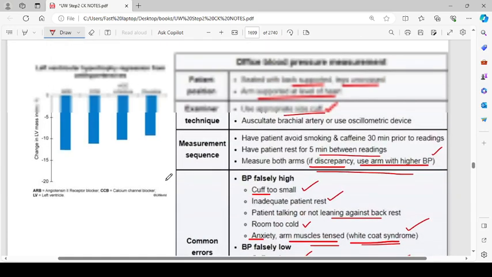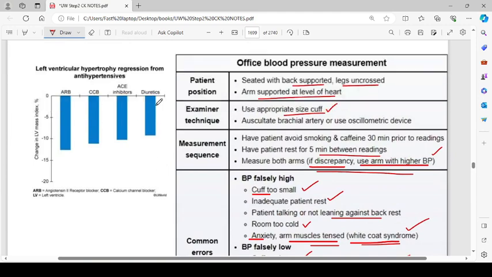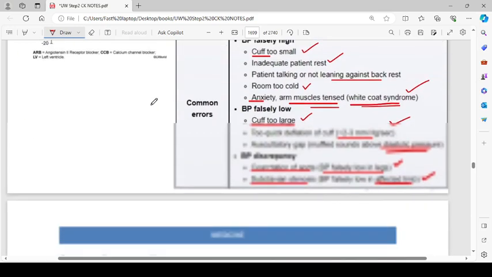So here you can see left ventricular hypertrophy regression from antihypertensive. So the most beneficial effect according to this is given by the diuretics. Then comes the ACE inhibitors. No, it is change in left ventricular mass index. So this is the least with the diuretics. The maximum is given with the ARBs, like it is minus 10 or minus 12 something. Then comes calcium channel blockers, then ACE inhibitors, and then other diuretics.